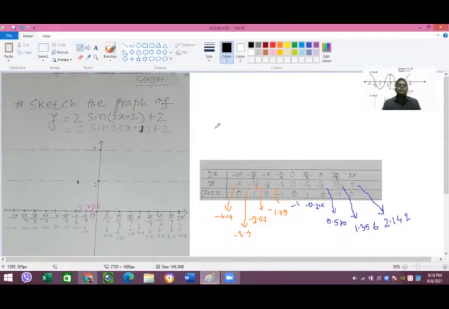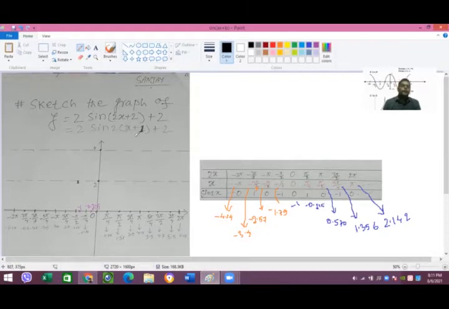Okay, guys, let's now discuss how to sketch the graph of this periodic function. So this is y equals 2 sin(2x + 2) + 2. Here you can see that 2 is the amplitude and plus 2 is the translation of the graph of 2 sin 2x by 2 units along the y-axis.